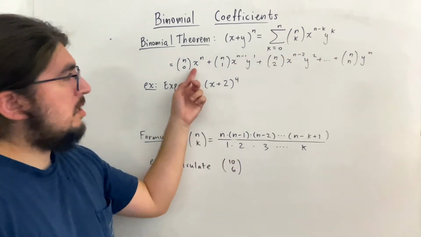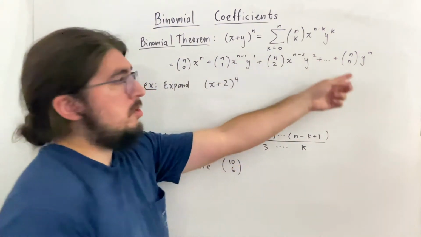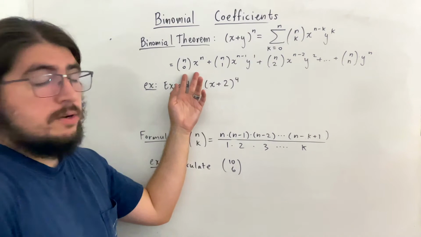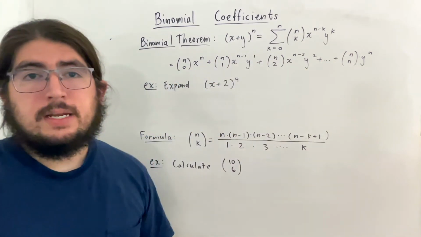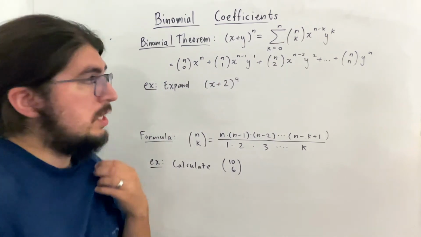In other words, x goes from n down to 0, n minus 1 and minus 2, all the way down to 0 with each term. And y starts from y to the 0, to y to the 1, to y to the 2, all the way up to y to the n. And the coefficients are just the binomial coefficients we saw.